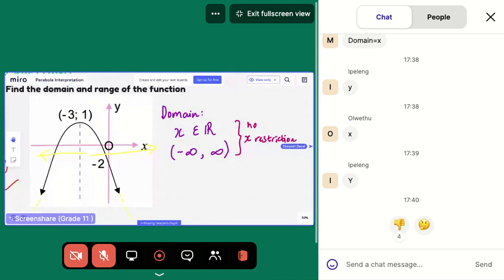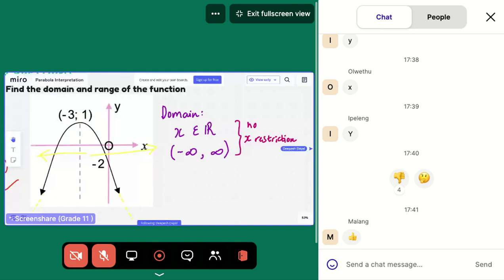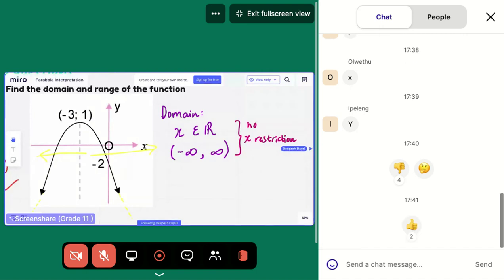So it carries on infinitely to the positive side and infinitely to the negative side. So you can carry on drawing this graph until infinite X values and infinite Y values. Is that okay? Infinite X, infinite Y, right?